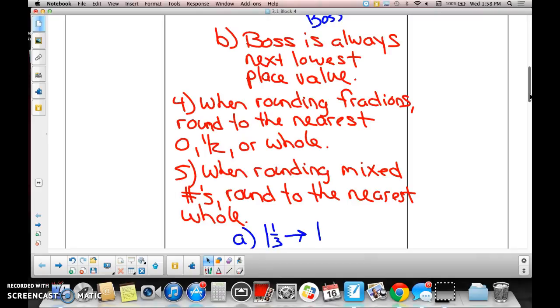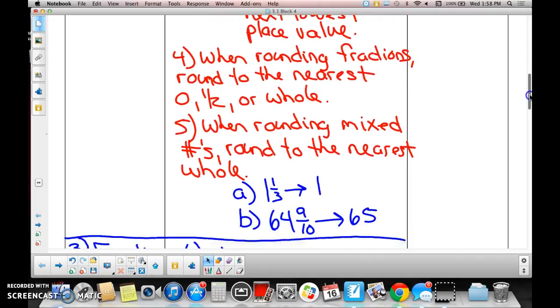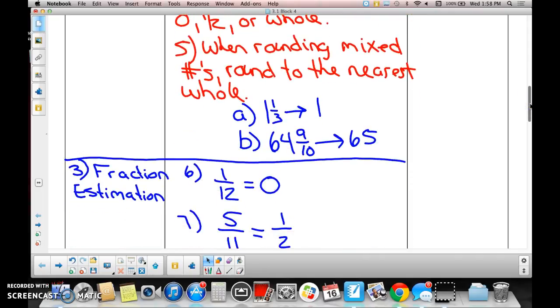The nearest zero, half, or whole. Yes or no? Yeah. What is the rounding rule, Kari, for mixed numbers? Round to the nearest whole. If you have a number that is precisely in the middle, do you go down or do you go up? Up. Okay.